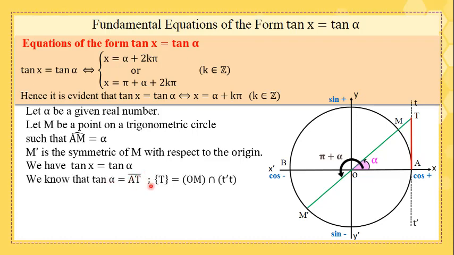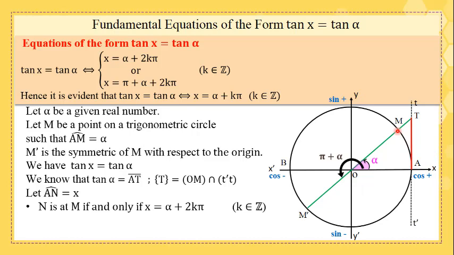Now we know that tangent alpha equals AT, since in the right triangle TAO we have tangent alpha equals TA over AO, and we know that AO equals 1, and T is the intersection between the tangent TT prime and OM. Now let the arc AN equal x, then N will be on M if and only if x equals alpha plus 2k pi, and N is at M prime here if and only if x equals pi plus alpha plus 2k pi.